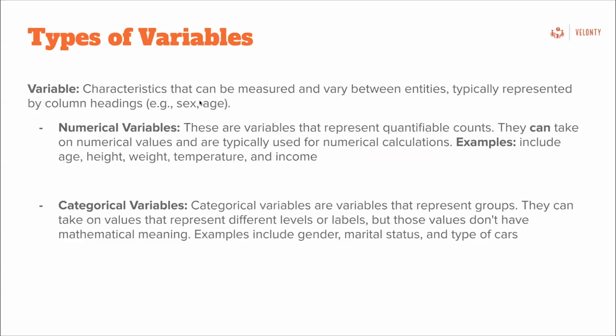And so one of them is types of variables. Just to bring to memory again, a variable is a characteristic that can be measured or varies between entities, typically represented by a column heading, such as sex or age. So basically, when you collect your data, what you collect from people is most times referred to as a variable. Just think of the columns, the headings, as what you have as variables: sex, age, income. So what are the types of variables that we have? We have numerical variables and we have categorical variables.